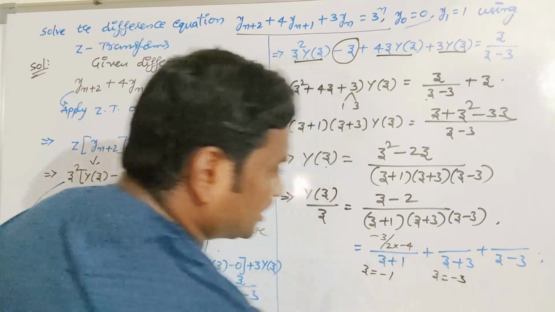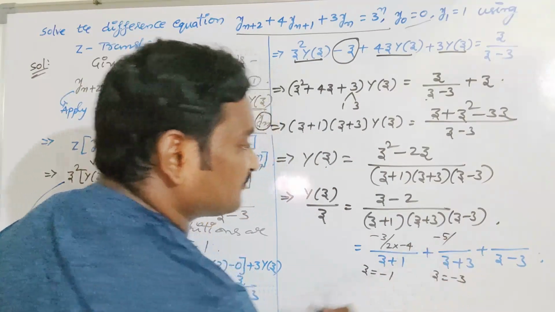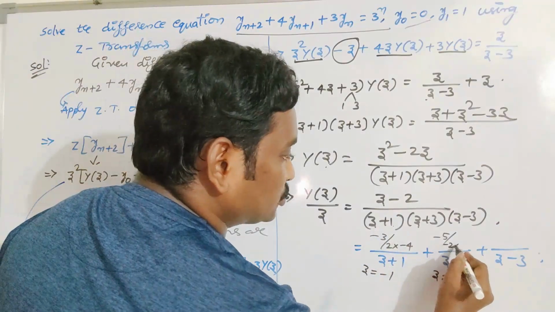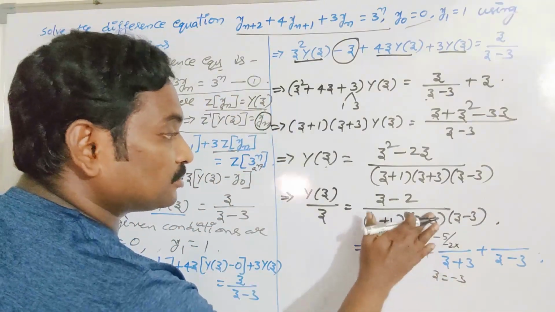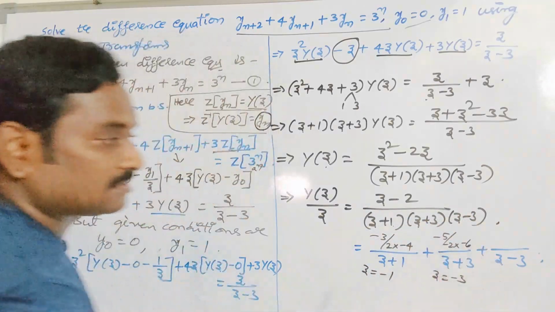Replace z is equal to minus 3. Minus 3 minus 2, it would be minus 5. Minus 3 plus 1, minus 2, into minus 3 plus 3, 0. That's why don't put in this one. Minus 3 minus 3, minus 6.